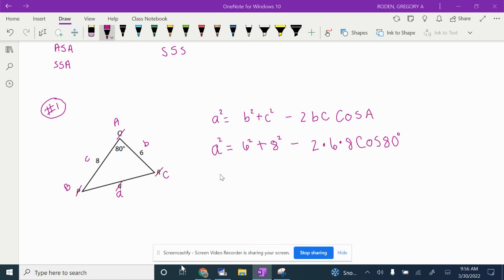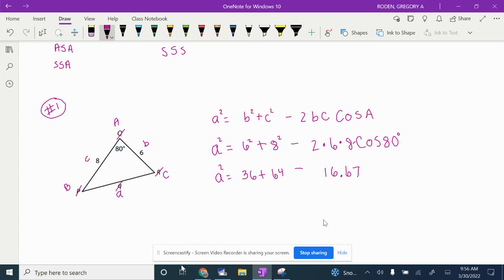Okay, first of all, we have A squared equals 36 plus 64 minus, now we're going to subtract, this is one whole multiplication problem, right? So in your calculators, I want you to do 2 times 6 times 8 times the cosine of 80. Give me a rounded decimal, go two places to the right of the decimal. What is it? We're getting about 16.67. Guys see that?